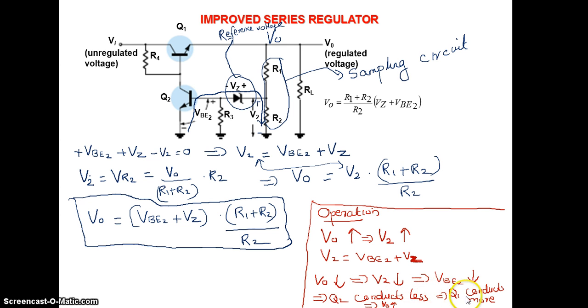Now, this one has better performance compared to the series voltage regulator we discussed earlier, because it has an additional circuit. R1 and R2 provide the sampling circuit, and there is one extra transistor, so two transistors are there. So the amplification factor will also be increasing.